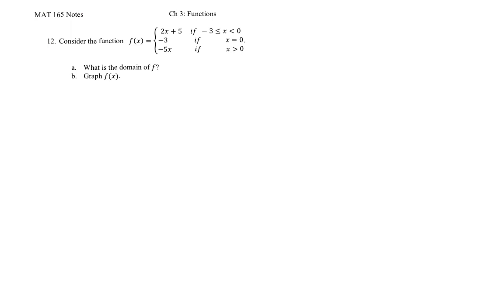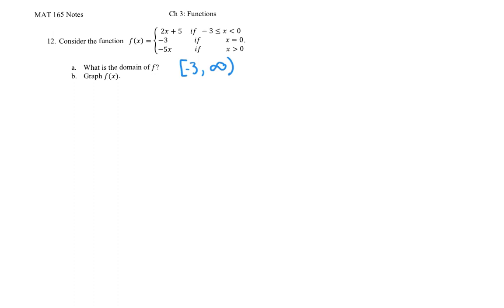Take a look at number 12. Once again, we have a piecewise function. We're asked for the domain again. Notice the smallest value that x is allowed to be is -3. It won't get smaller than -3. It can equal 0, and it can be greater than 0. So our domain here is going to be all real numbers greater than and including -3.